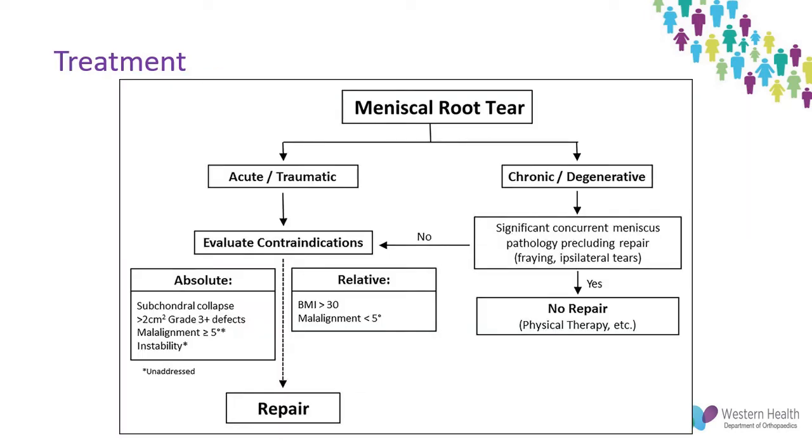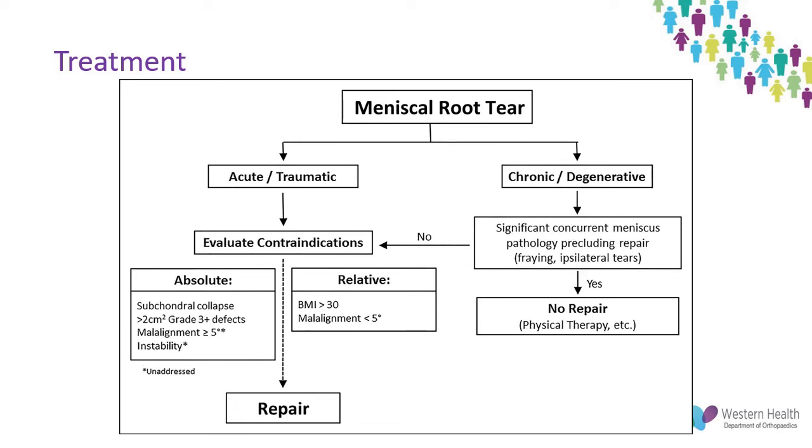This is the algorithm for treatment choices from JOS in 2020. Regardless of the algorithm you choose to use, the basic question is whether there are clear contraindications to repair, and if not, then you should repair the meniscus. Those contraindications are primarily issues that mean a repair will fail, such as concurrent pathology or tears through the rest of the meniscus, unaddressed instability or marked malalignment through the knee, or degenerative joint disease with arthritis or subchondral collapse that means the knee will progress to end-stage osteoarthritis regardless.